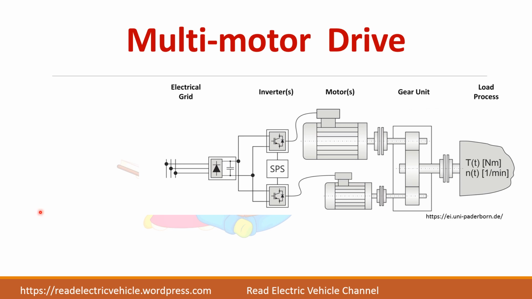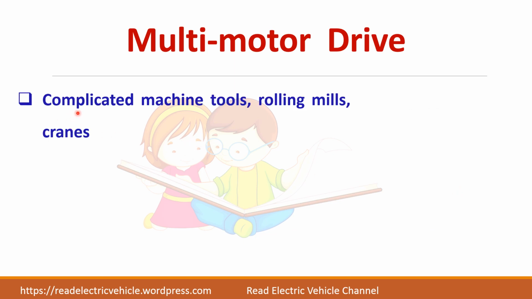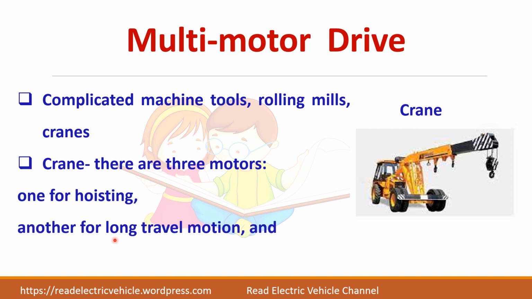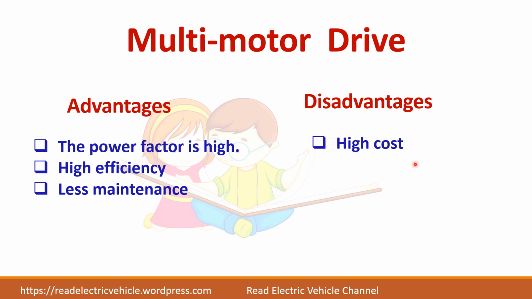Next is multi-motor drive. Here, as the name suggests, for each operation of the mechanism, a separate motor will be used. You can see here, two different motors are used to perform the same function. For example, these are preferred in complicated machine tools, rolling mills and cranes. If you take a crane, there are three motors, one for hoisting and one for long travel motion and another for cross travel motion. So in one application itself, you may need several motors, then it is called multi-motor drive. The advantages are power factor will be high and efficiency will be high, but the disadvantage is that you need high cost.